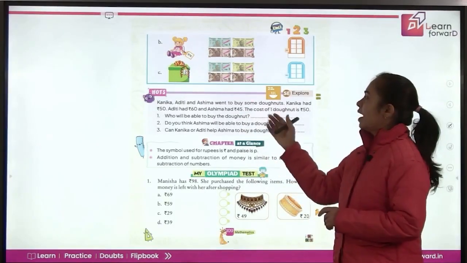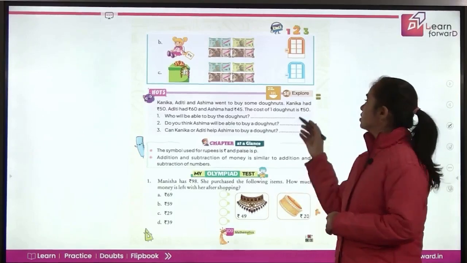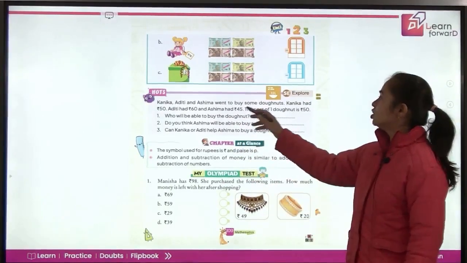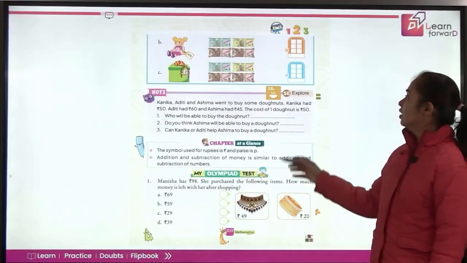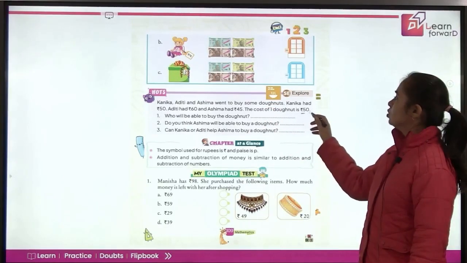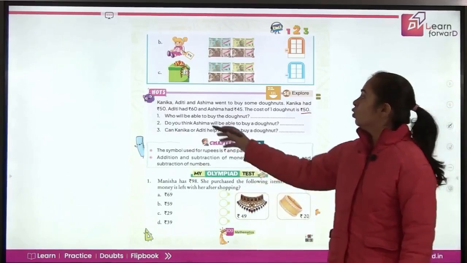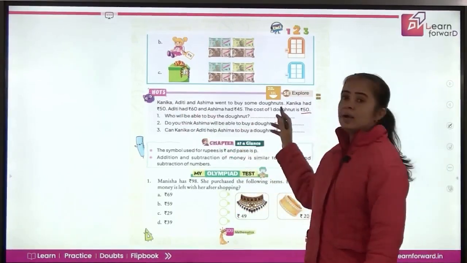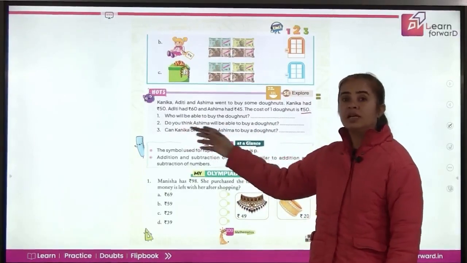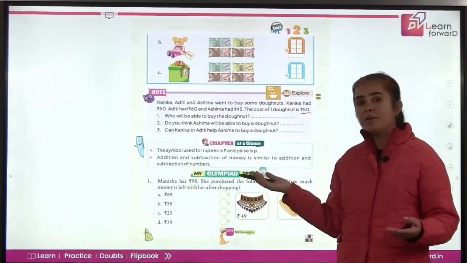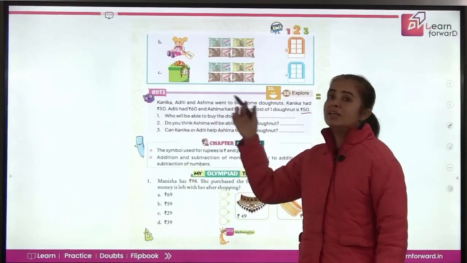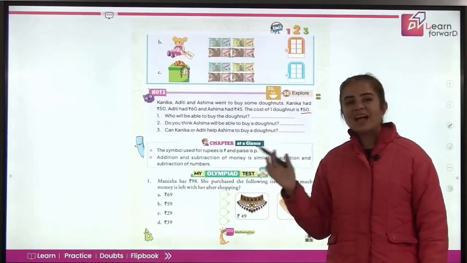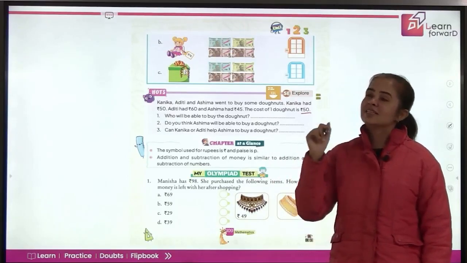Kanika, Aditi and Ashima went to buy some donuts. Kanika had rupees 50, Aditi had rupees 60 and Ashima had rupees 45. The cost of one donut is rupees 50. Who will be able to buy the donut? Can Kanika buy? She has only 50 rupees. Yes, because it is for 50 she can buy. Can Aditi buy? Yes, because she has more than 50. And Ashima? Exactly, she cannot because she has less than 50.